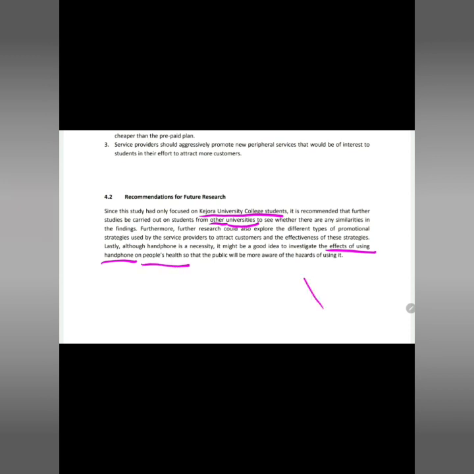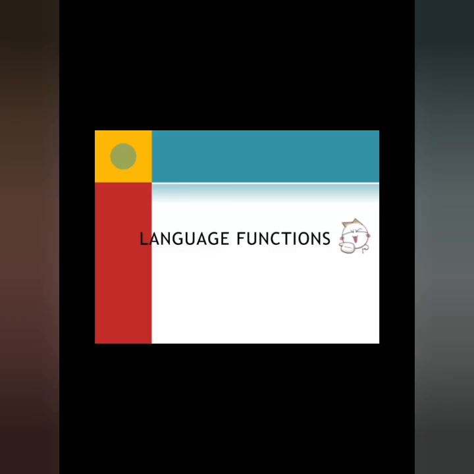So actually, if you do not know what you want to do for your final year project, your FYP, you can go to the library, look at your seniors' work, and straight away go to chapter 5 and look at this part. You can get ideas on what you can do for your study. Okay, clear? Alright, now let's move on to the next part.